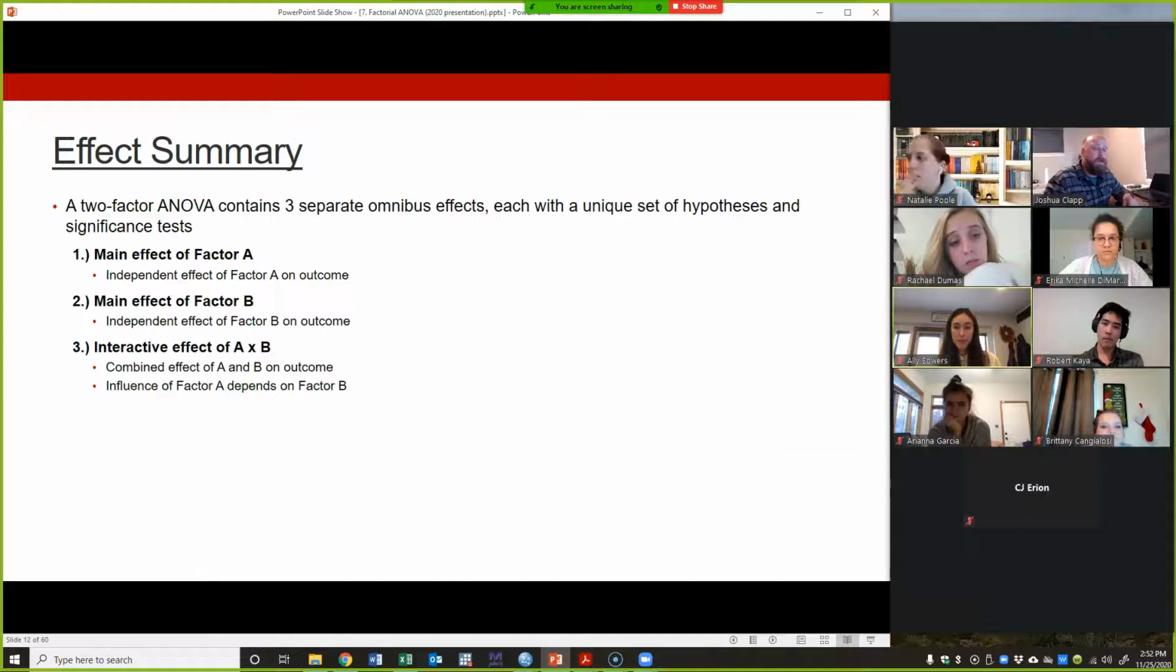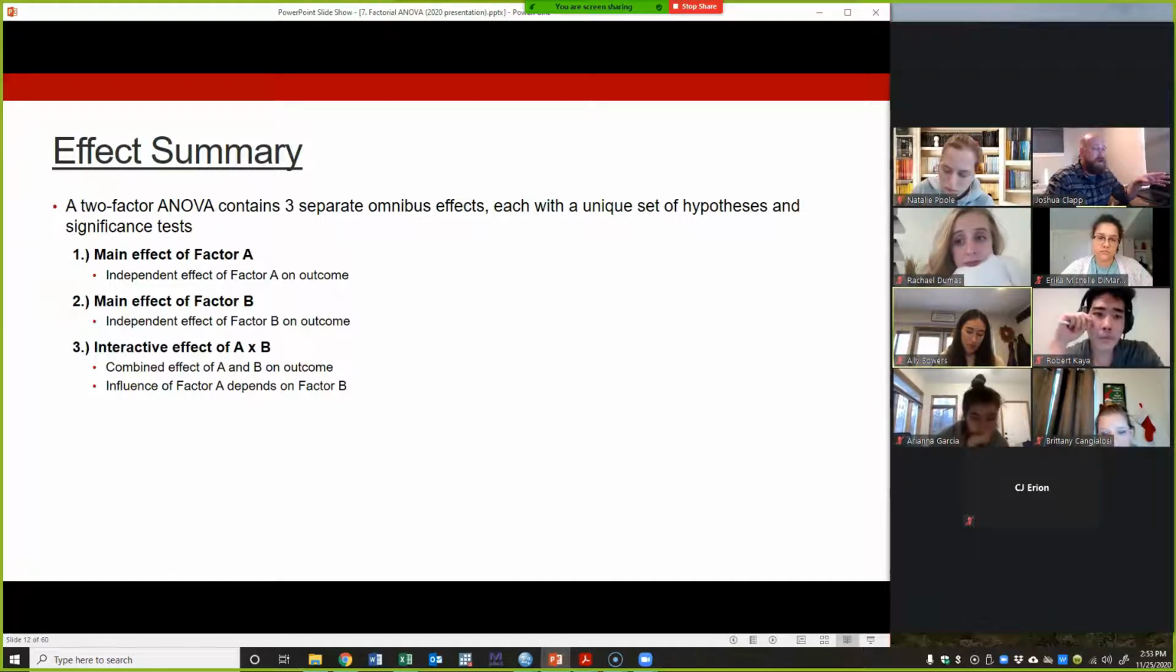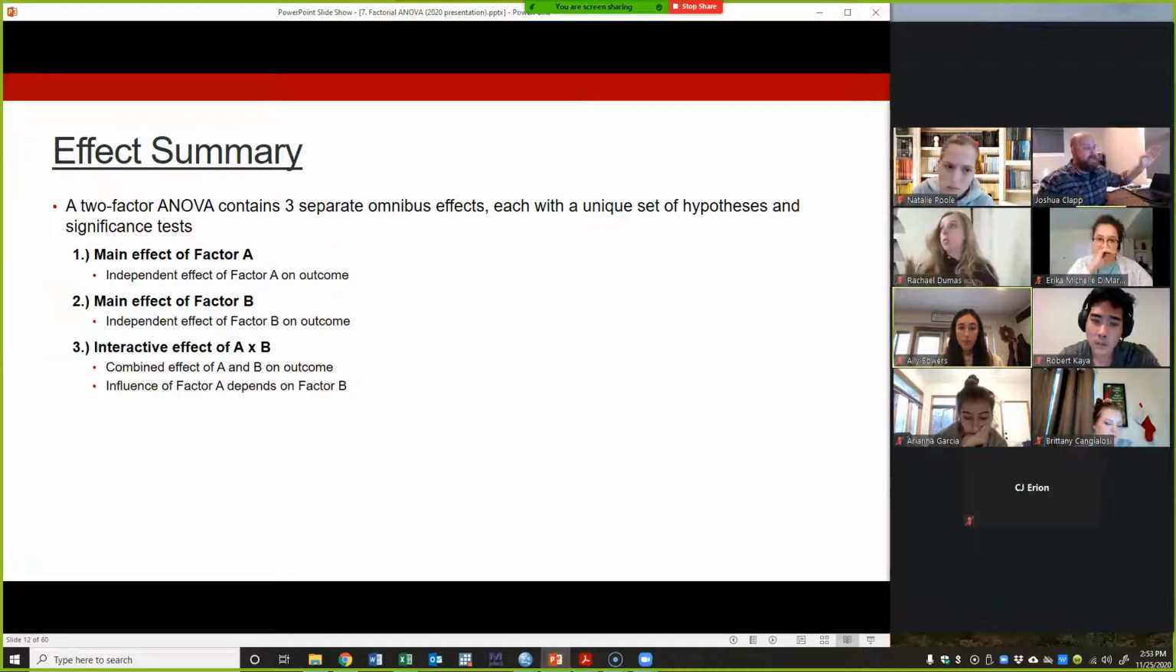Okay. So, just a summary of our effects with our two-factor ANOVA. Two-factor ANOVA means I just have two IVs. What we have here are three different omnibus effects, each with their own hypotheses and inference tests. We've got a main effect of factor A. This is saying what's the impact of levels of A on my outcome, ignoring B. We're pretending B is not even there. We're just asking, do we see differences in means across levels of A? We've also got a main effect of factor B. Ignoring factor A, are we seeing differences across levels of B?